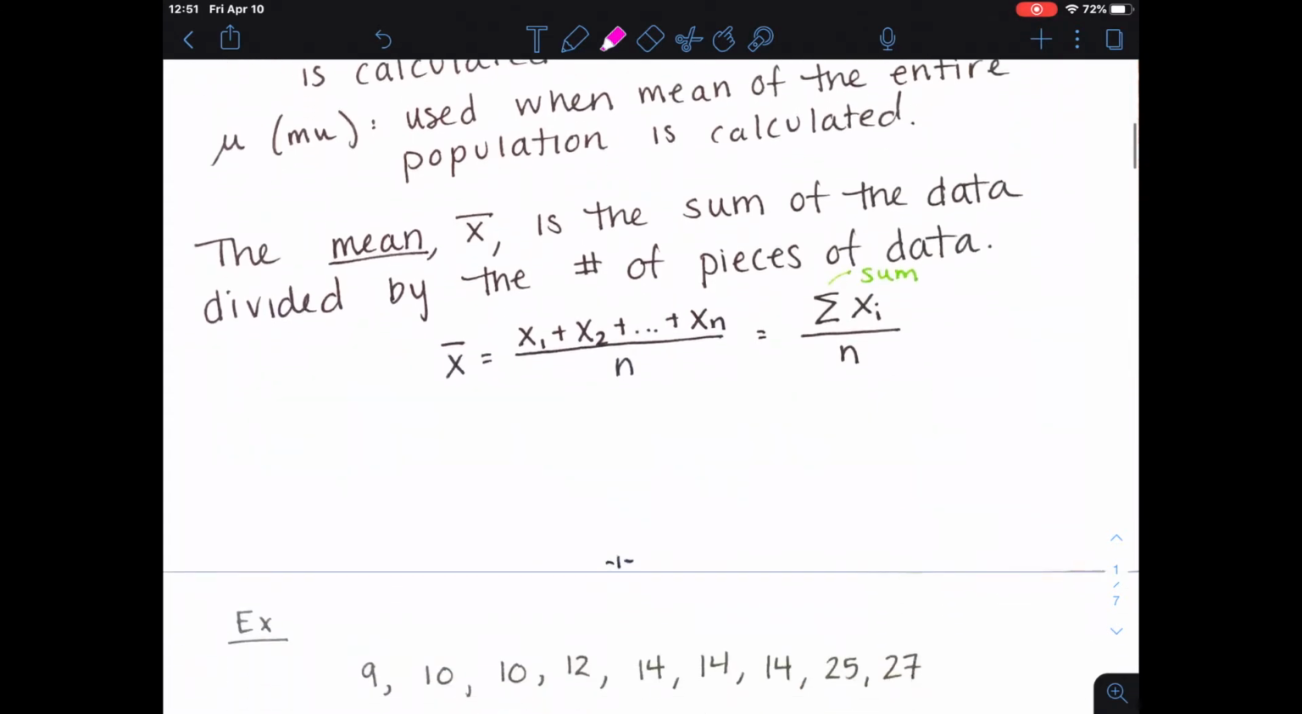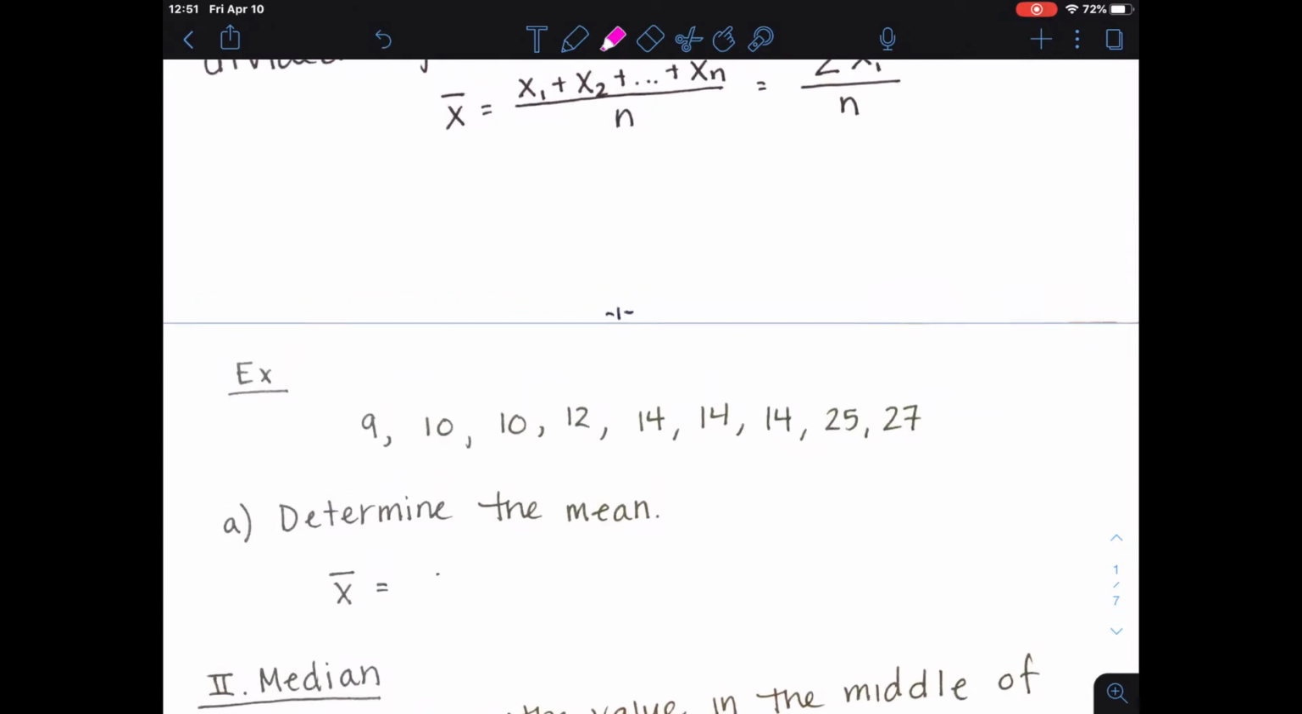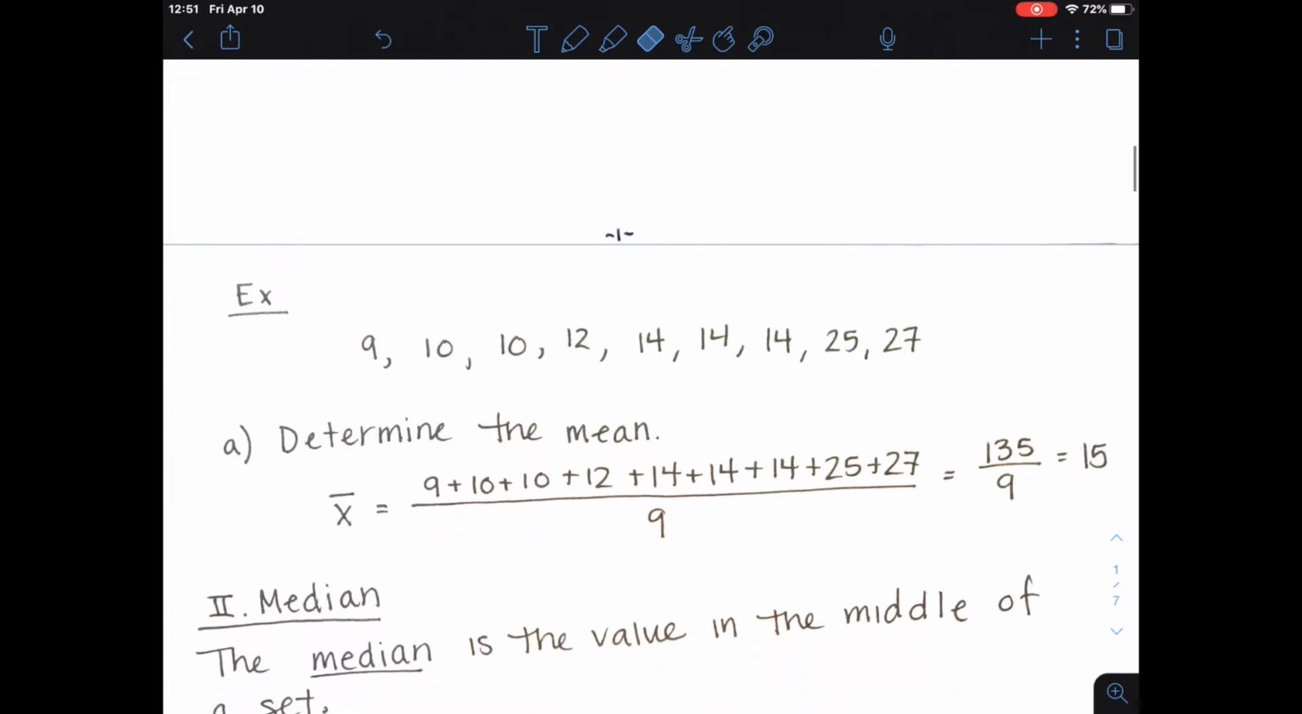We're going to work with a specific example in calculating all of the different types of averages. We're going to work with this set of numbers and we want to determine the mean. All we do is add up every single data point, and in total there are 1, 2, 3, 4, 5, 6, 7, 8, 9 points. So we add all of these up and divide by 9. If you go through that, it'll be 135 over 9, so the mean will be 15.